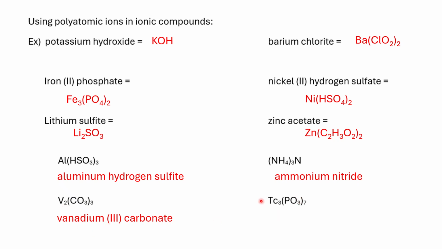This last one is about as difficult as it gets just because we have a 3 and a 7. And the phosphite, if you looked it up, is -3 charge. Times 7 is -21. So we need the positive charge to add up to +21, which divided by 3 means each technetium is +7. So technetium 7 phosphite.